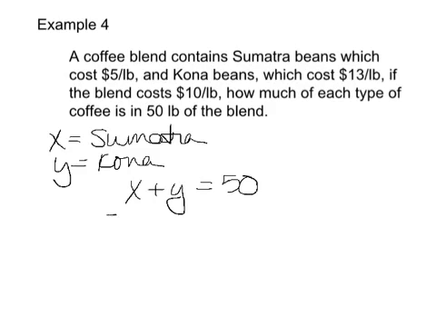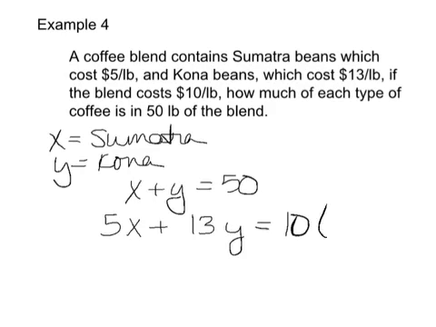Okay, $5 for Sumatra plus $13 for Kona equals $10 total. Sorry, that'd be $10 times your 50 pounds. So how many pounds? x pounds, y pounds. So $5 per pound, $13 per pound, $10 per 50 pounds. Make sense? Now we're just going to go ahead and solve. I'm going to rewrite it on the next page.